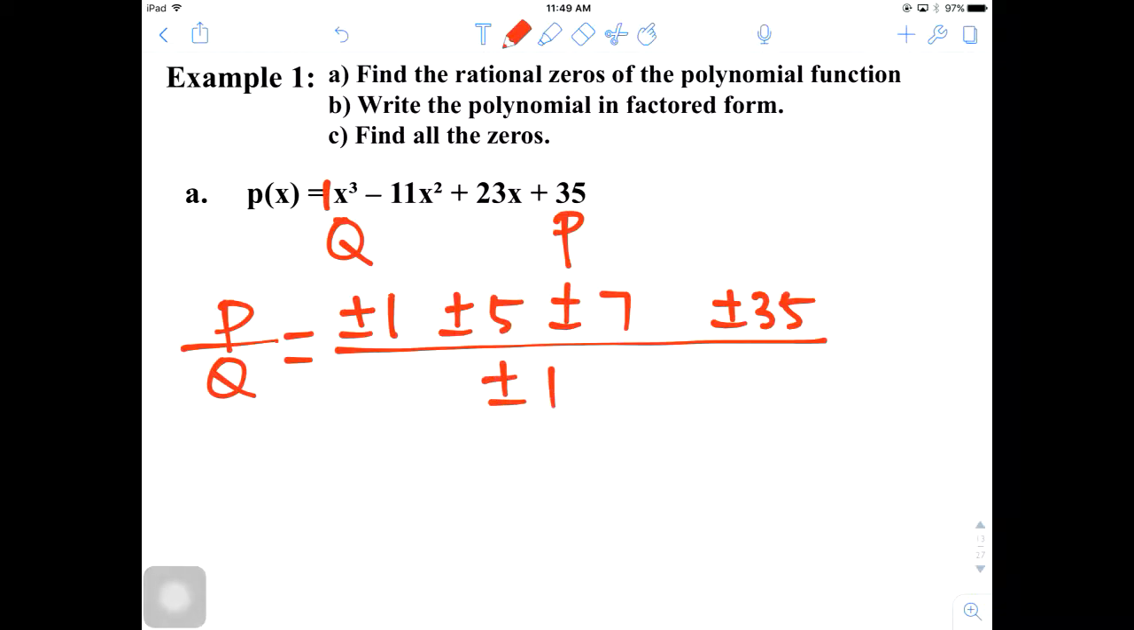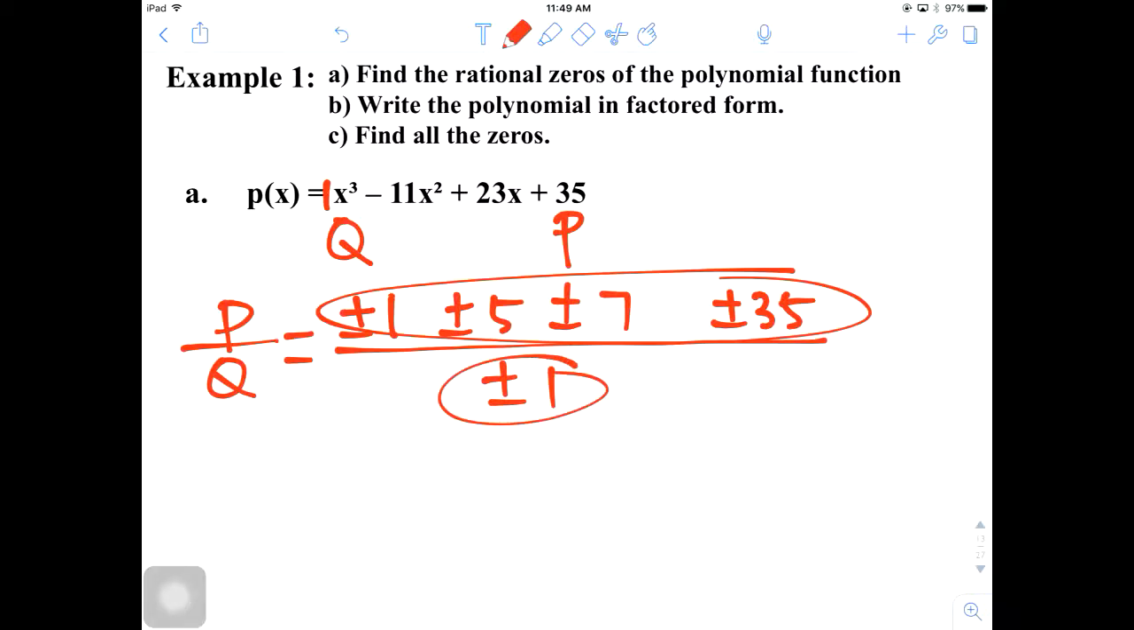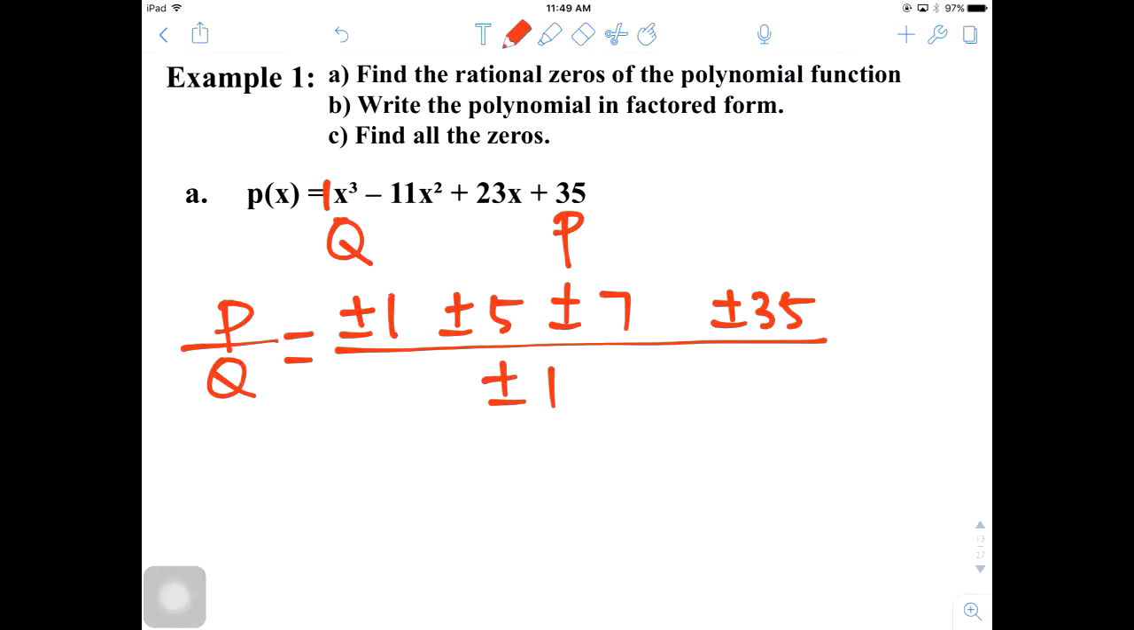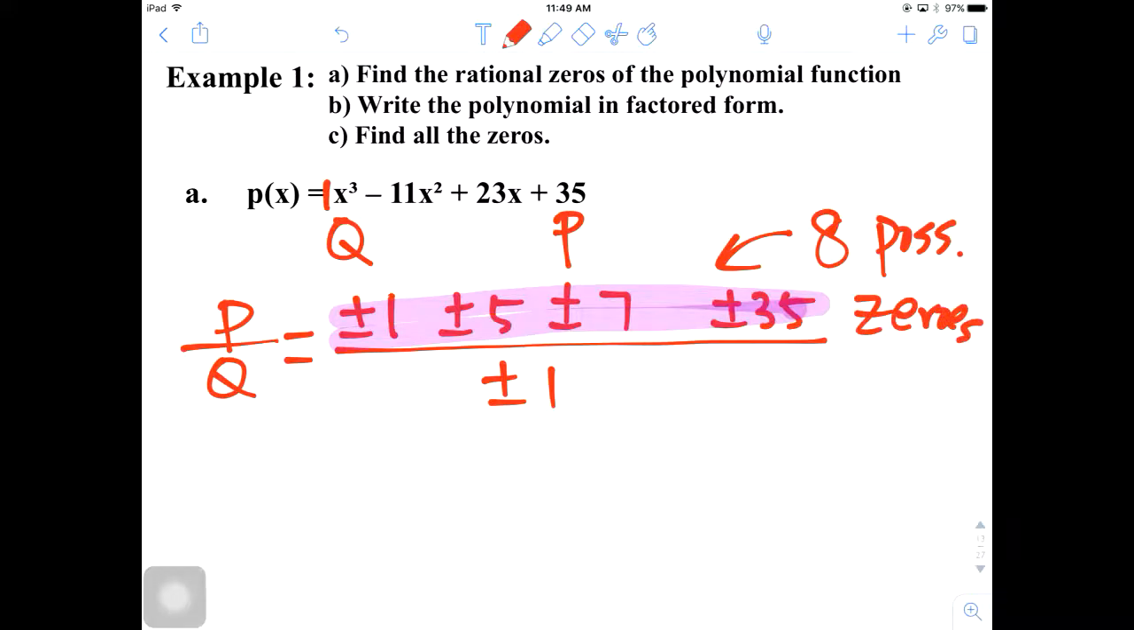So if you take everything on top, P, divided by everything on the bottom, you're always going to just get what is on top, right? So always, if you're only dividing by 1, you're always going to get everything that is on top. So the possible zeros are going to be from this list. So we have actually 8 possible zeros. It does not mean that all of them are going to be zeros, but they are possible. So we have 8 of them, and we just call it PZ for short for possible zeros.